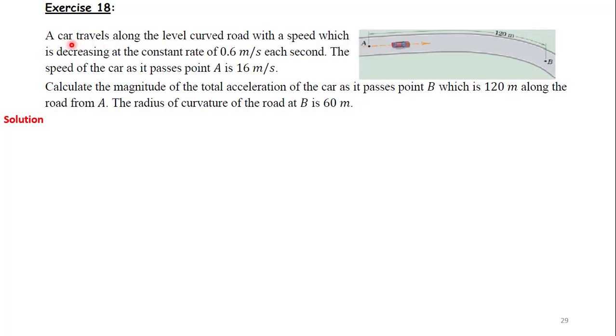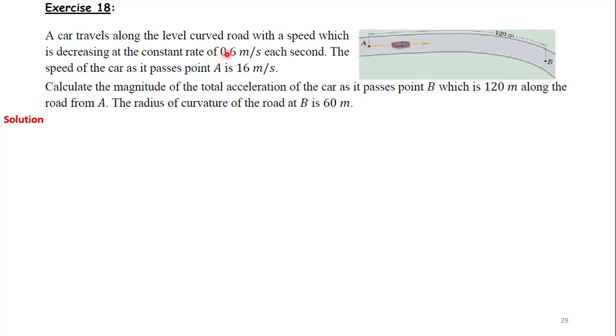Exercise 18. A car travels along the level curved road with a speed which is decreasing at the constant rate of 0.6 meters per second each second. The speed of the car as it passes point A is 16 meters per second. So we have a car traveling on a curved road. It passes from point A to point B with a speed such that this speed is decreasing at the constant rate of 0.6 meters per second each second.